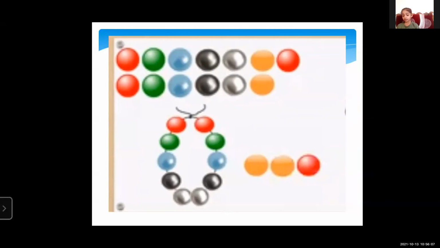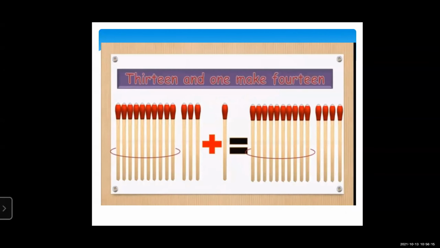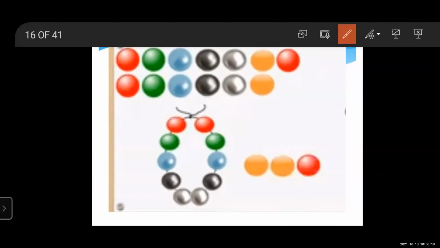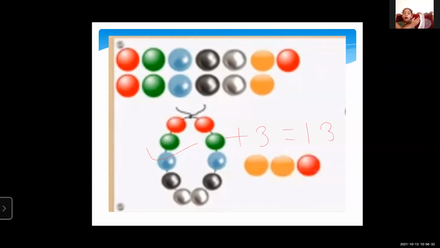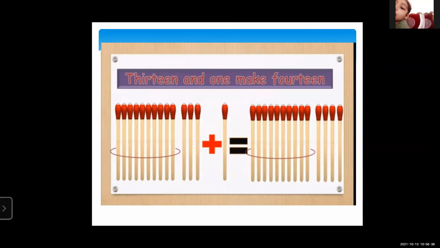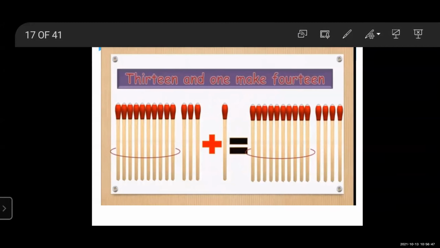13. Let's see. These are beads, and make a string of 10 objects in one group. That is called 10, and add 3 beads. So the answer is 13. Yes, children? Do you understand what is tens and what is units? Yes, let's see. 13 and 1 make 14. When you add one to 13, we get the answer 14.